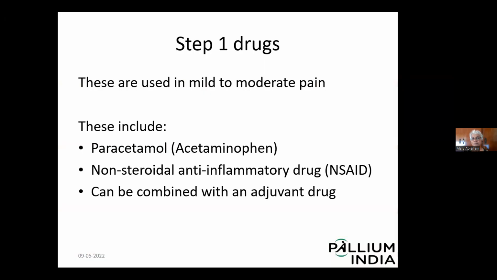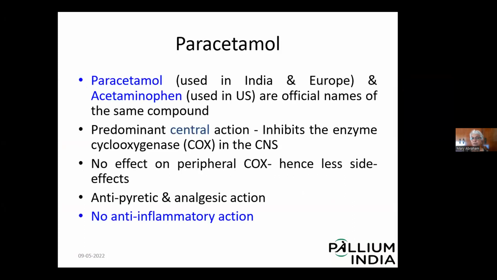Now let's come to the step 1 drugs. These include paracetamol, non-steroidal anti-inflammatory drugs, and they may or may not be combined with an adjuvant drug, and it is used to treat mild to moderate pain. Now, paracetamol is a term used in India, and abroad it is called acetaminophen. It has predominantly a central action, that is, it inhibits the enzyme cyclooxygenase in the central nervous system. This is as compared to the NSAIDs, which inhibit the peripheral cyclooxygenase at the tissue level. So, paracetamol has an antipyretic analgesic action, but it does not have any anti-inflammatory action.